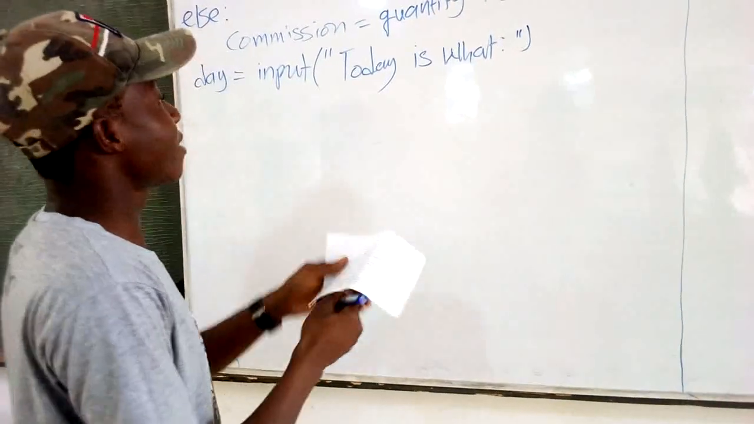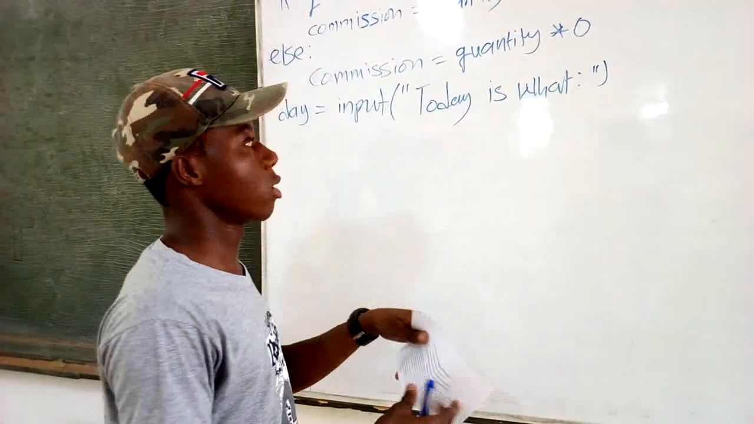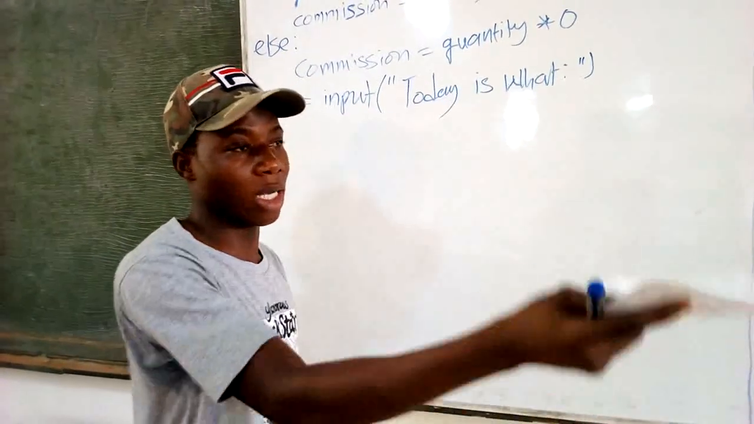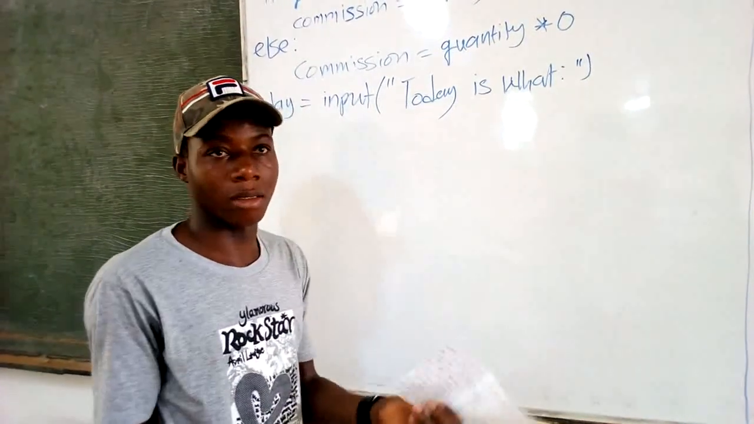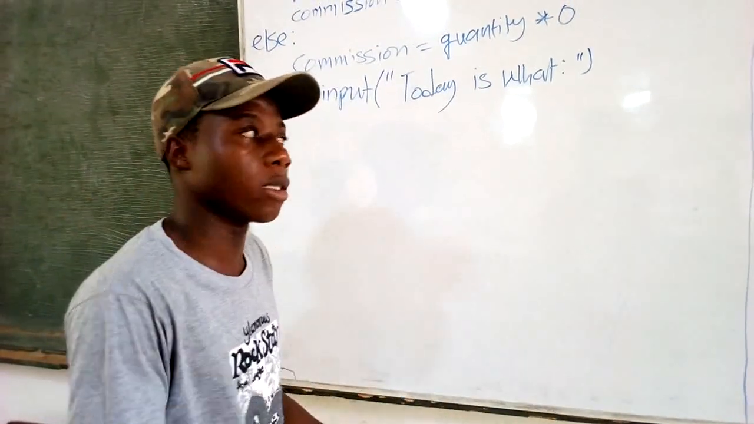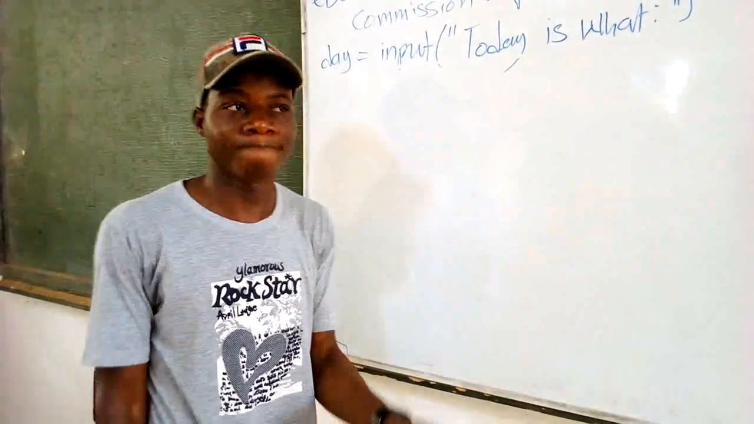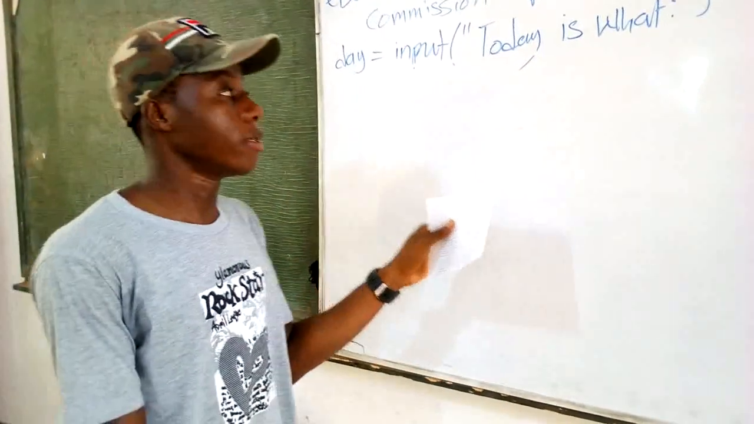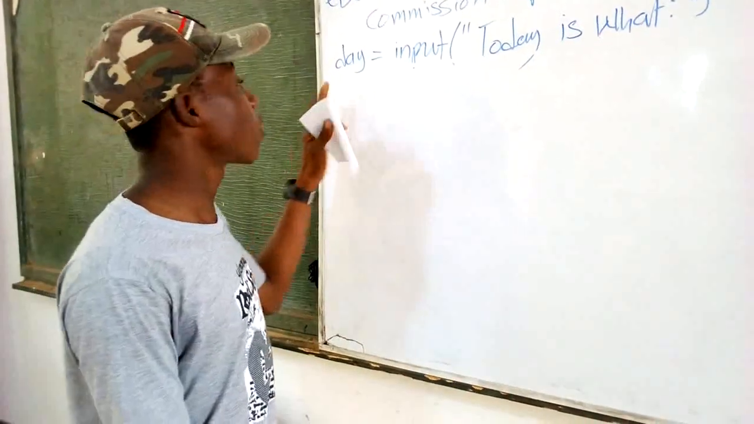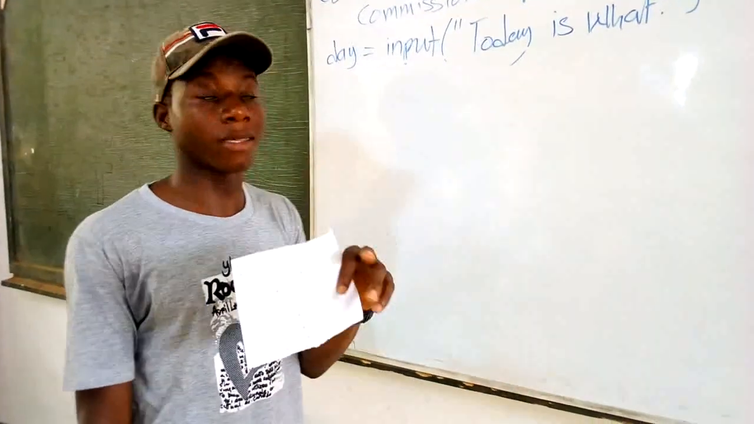You see, inside this input function, you can put anything you want there, but it should be sensible. If you just meet someone and you ask the person, "Today is what?" Definitely, you are asking the person, what is today? Is it Monday? Is it Tuesday or Saturday? In that order. So after asking the user to input the day he made the sales, there's something very important you have to do here, and that is controlling the casing.